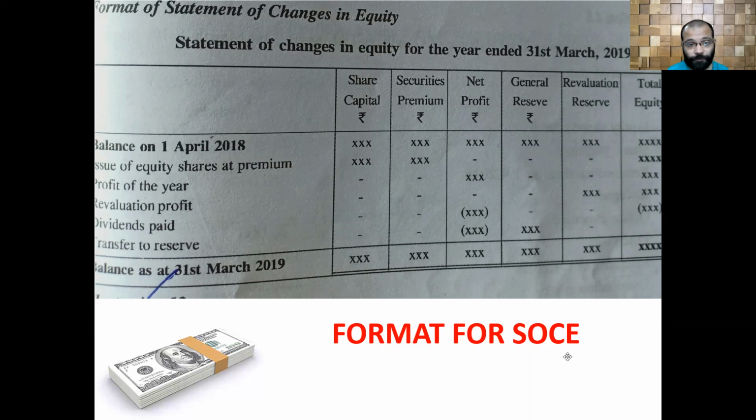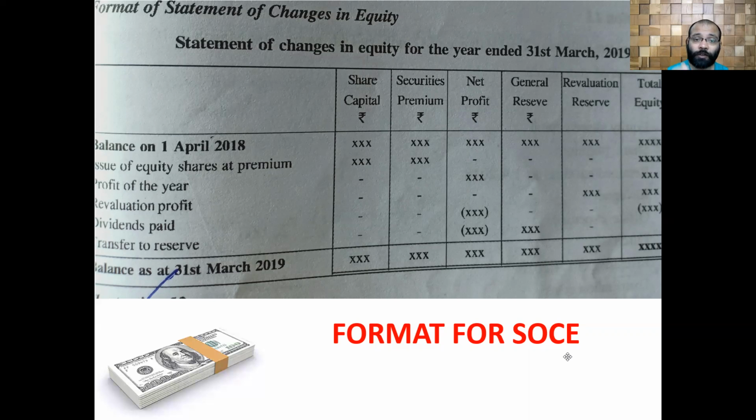Finally, we have transfer to reserve. This is also deducted from the net profit, so we have to show it in brackets under the net profit, but in the general reserve it is actually posted, so there we put the positive. When we add the positive and negative, we get total equity as nil, 0, isn't it? So across the row total of the transfer to reserve, it is nil, 0. That's why it is left blank there.